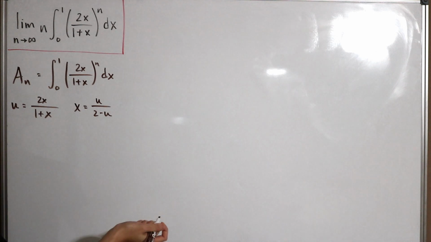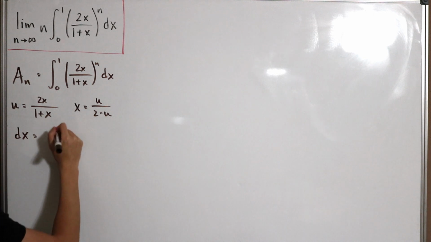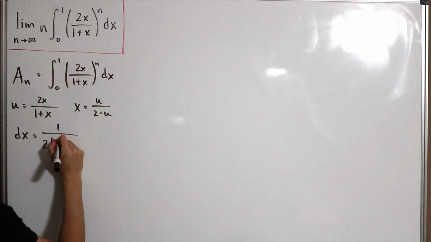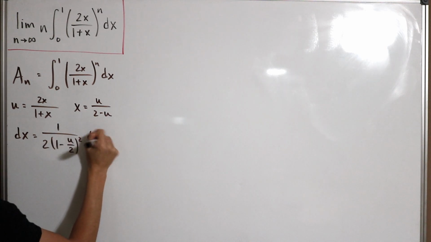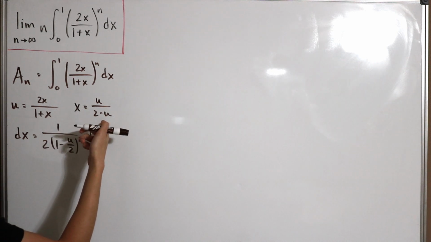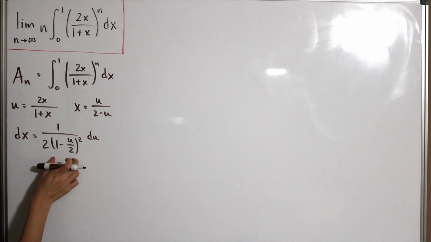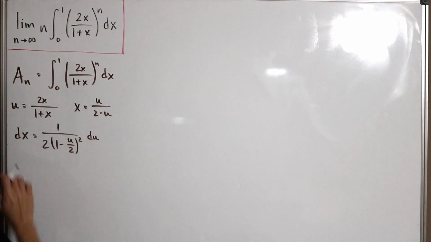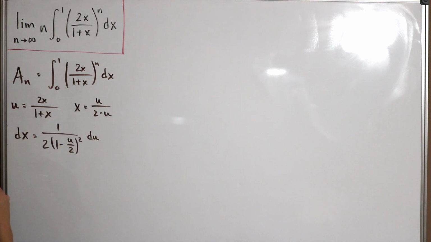Then if we differentiate both sides, we get that dx is equal to 1 divided by 2 times 1 minus u divided by 2 squared du. Of course you have to perform the quotient rule, but afterwards you can do a little bit of factoring, and that's how we get the denominator you see right there. It may not look as common, but that's the appropriate way to do this, because in future steps you'll see how things come into play.